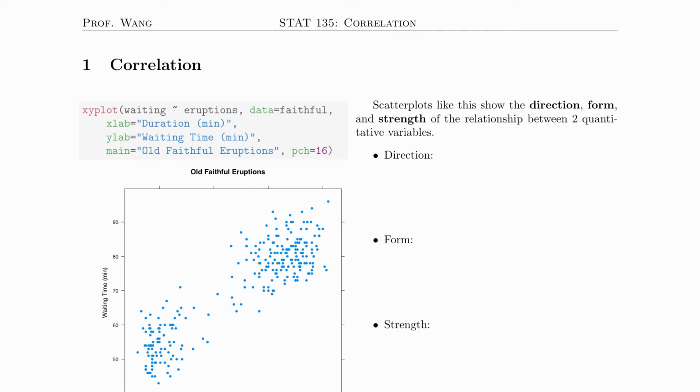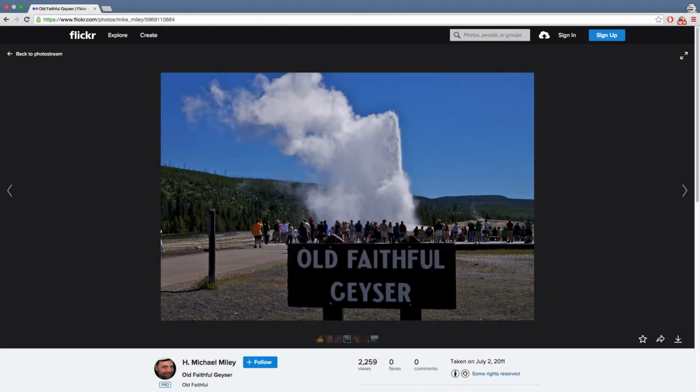This data comes to us from Old Faithful. For those of you that don't know what Old Faithful is, it is this beautiful geyser that is in Yellowstone National Park. Draws a lot of spectators. Unfortunately, does not always erupt at predictable intervals. So of course, we have to think about ways of modeling when it might erupt next.